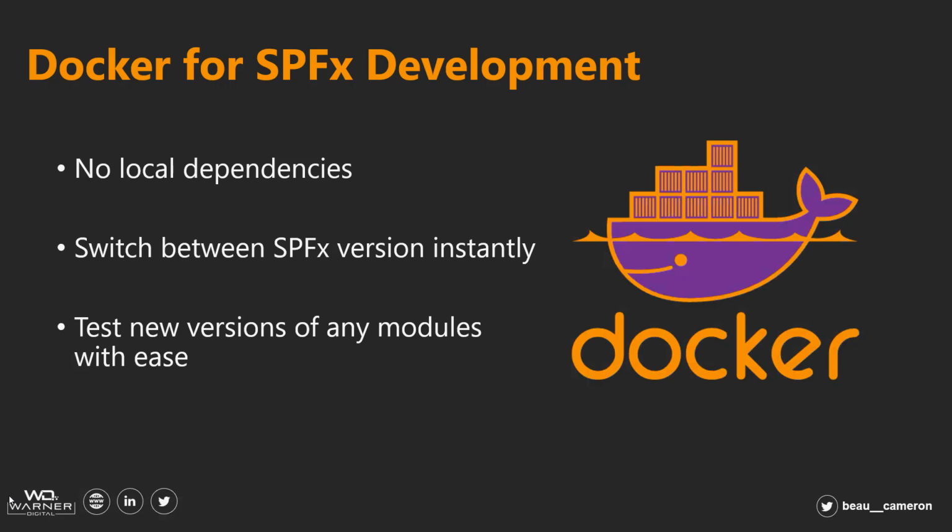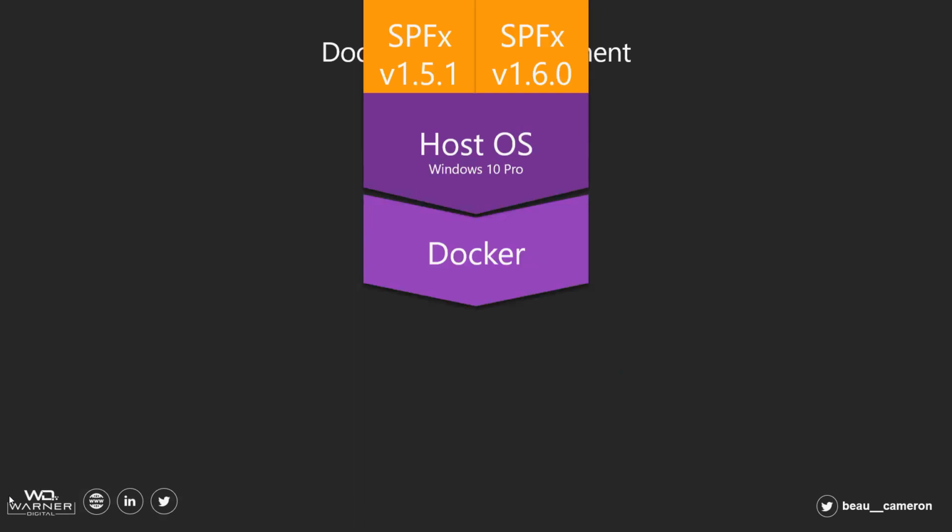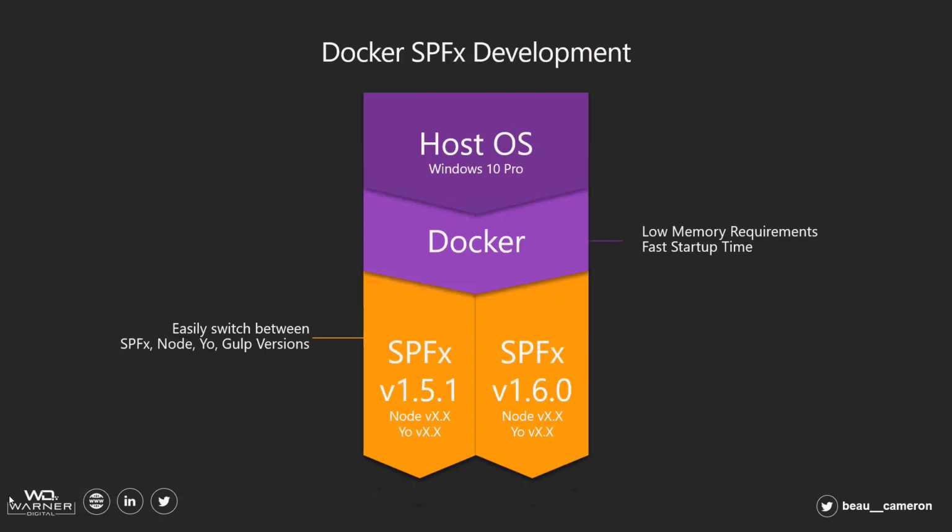So you start what's called images, or create what's called images, and so you have your host OS, then you have Docker, and as you can see here, you might have 2 different versions of the SharePoint framework with different versions of Node and different versions of Yeoman, and you can isolate them completely, and it has very low memory. It only has to run on a couple of gigs of RAM, so it's very low memory, fast startup time, and then you can swap between different versions of the SharePoint framework or other open source libraries pretty much immediately.